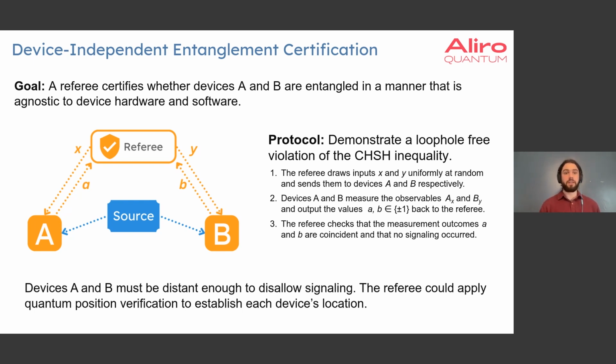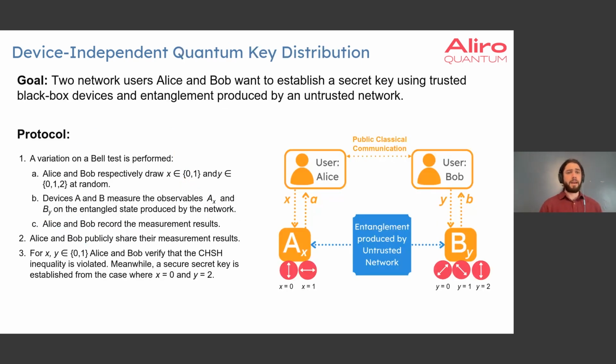To ensure that no signaling occurred, the referee needs to know the positions of the two devices and to make sure that the distance between them is not short enough to allow communication within the duration of the test. And to do this, the referee could apply quantum position verification to establish each device's location. However, we'll save discussion on quantum position verification for another webinar.